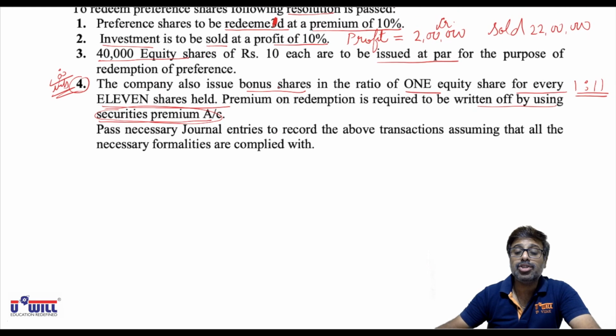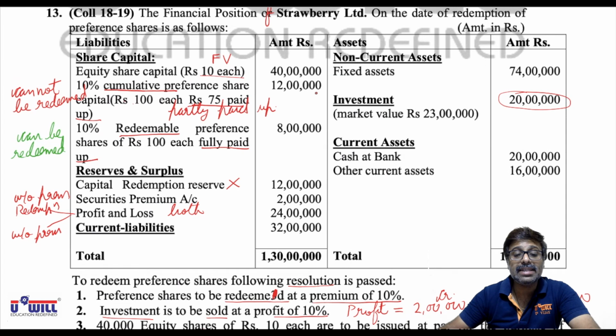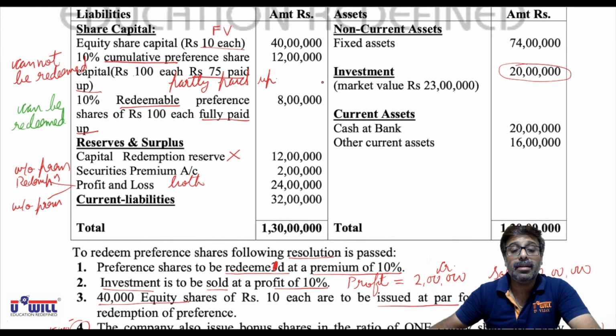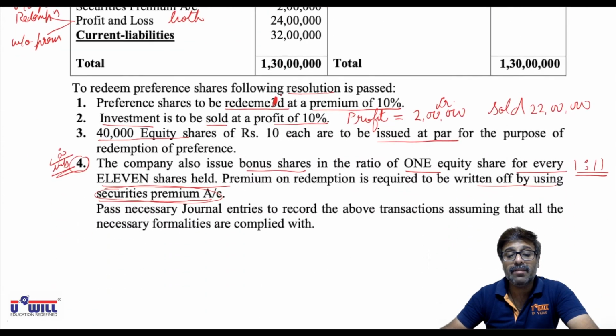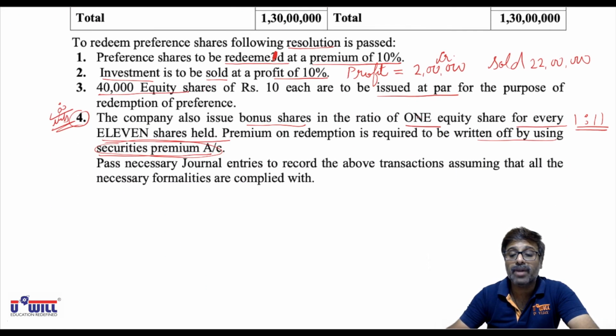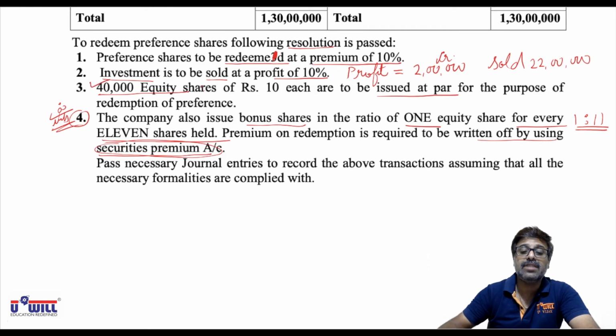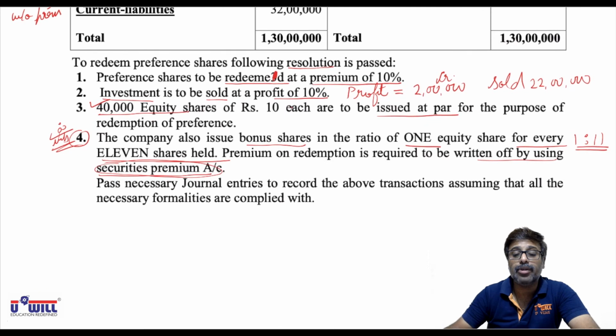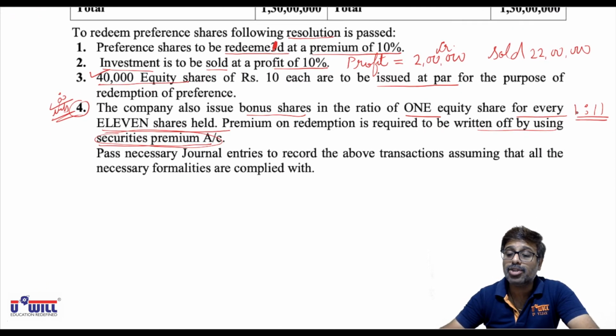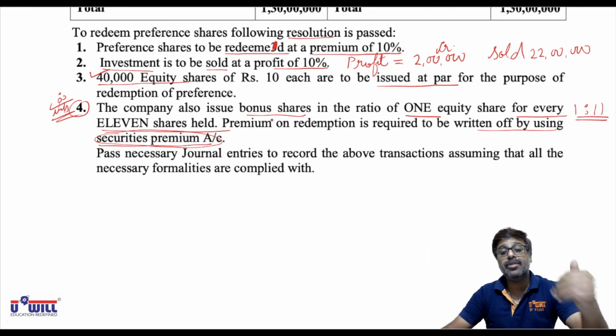Also, this company issues bonus shares of 1 is to 11 ratio. So you all can see that already there are equity shares of 40 lakhs. Against that, the company will be issuing the bonus shares in the ratio of 1 for every 11 shares held, plus 40,000 equity shares will also be issued in the market. So 40 lakhs plus 40,000 into 10, 4 lakhs, 44 lakhs would be the share capital. There we will issue the bonus shares in the ratio of 1 is to 11. So that extra entries will come at the end.